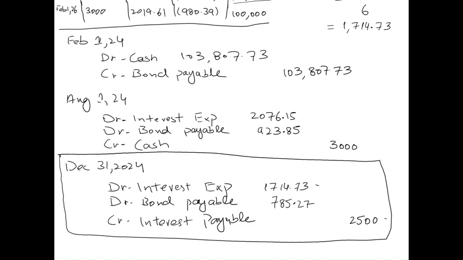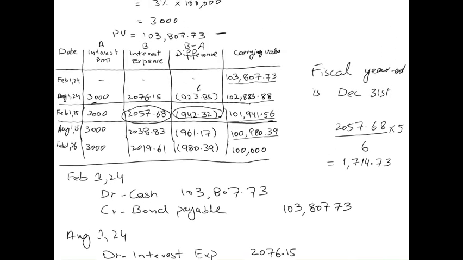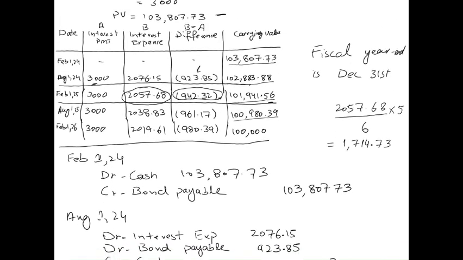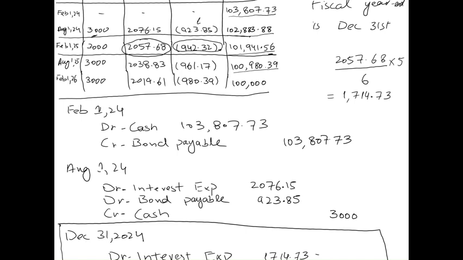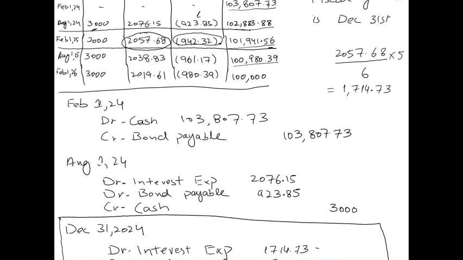So again, the first entry we did was at the issuance of the bond, which is simple. We got the cash and now we have a liability that we have to pay in future these people $103,000, almost $104,000. And then on August 1st, we make the first interest payment.